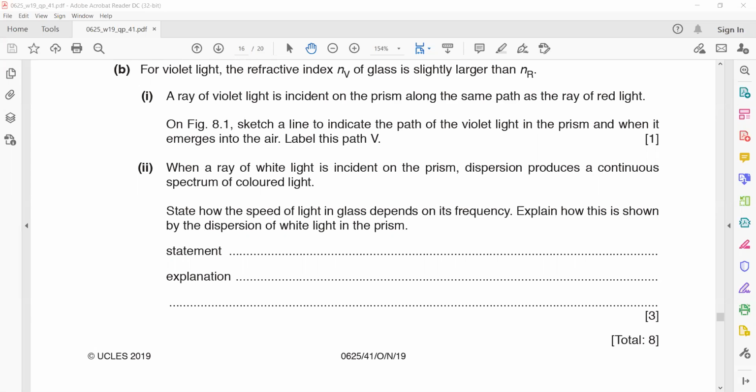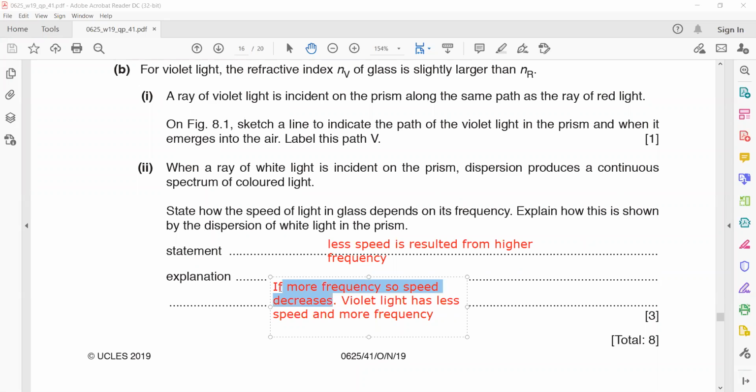So violet has less speed and it diffracts more. So larger frequency results in smaller speed. And then this is a statement. And then you will compare that violet has less speed because it has a higher frequency.